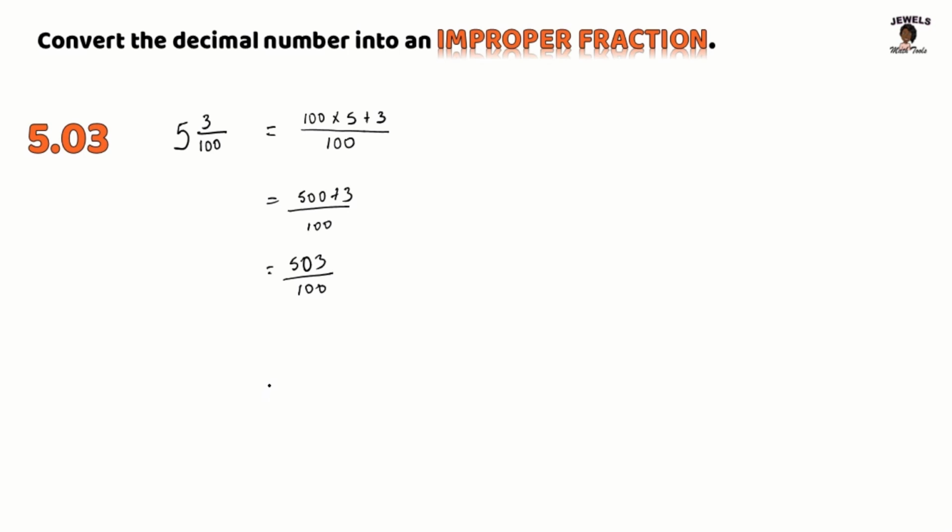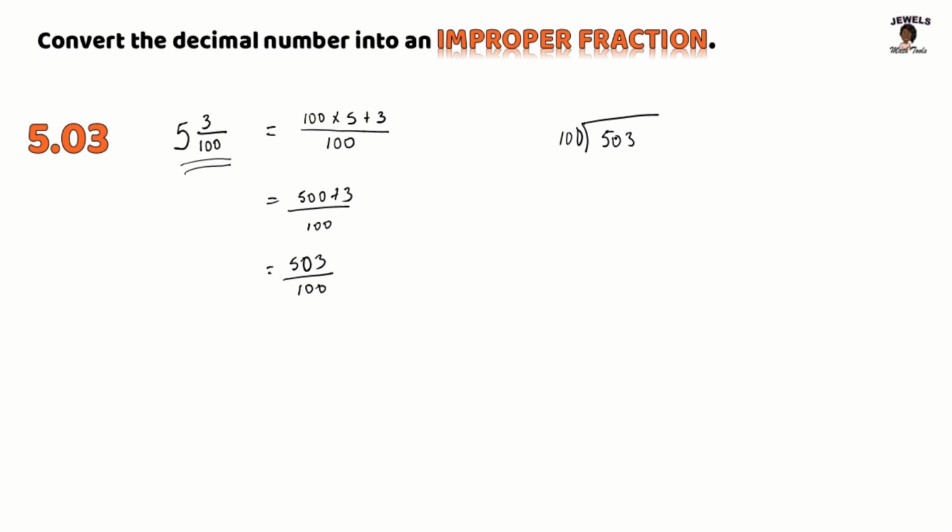And remember, you can always check your answer to see if it's correct by converting it back into a mixed number, and you do that by simply dividing your 100 into the 503. And remember that the answer we will get from this division should match our mixed fraction. So once these two answers match each other, that will tell you that the answer that you got is correct.